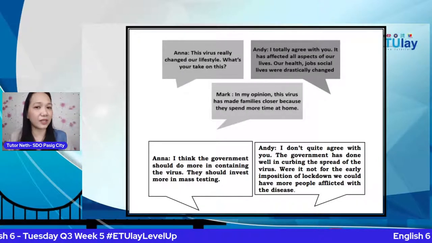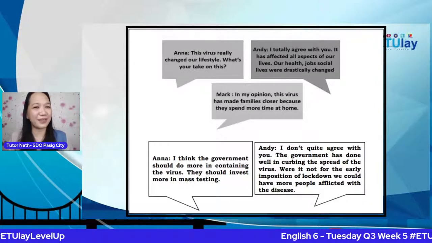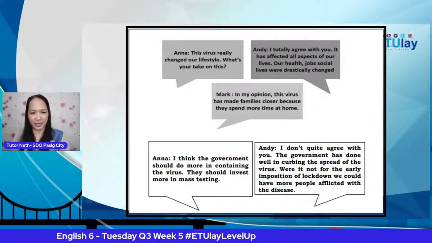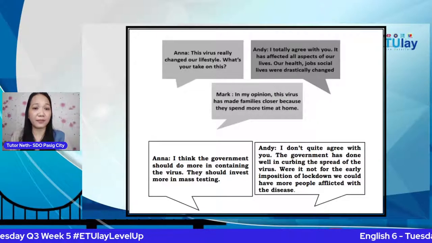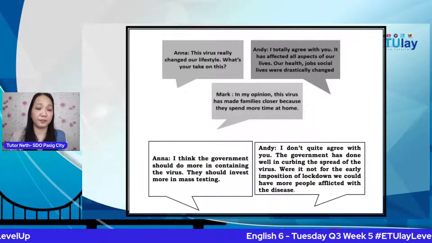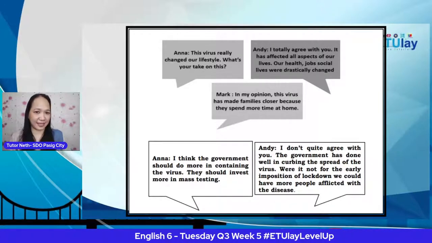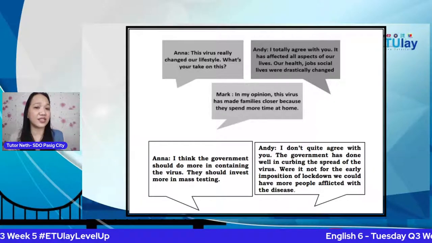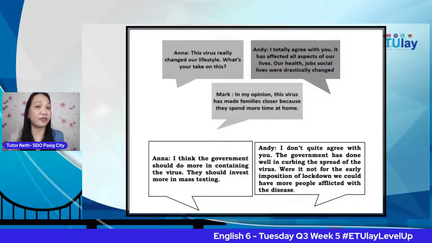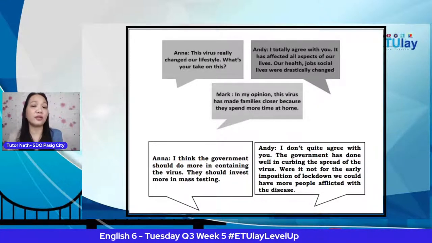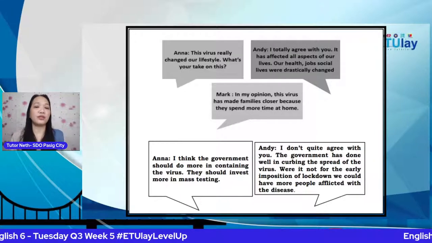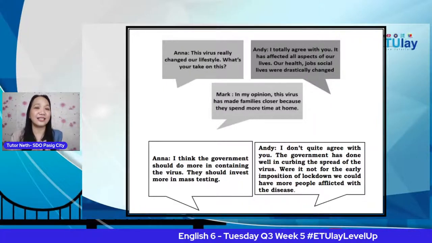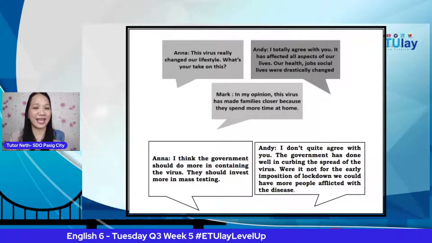According to Mark, in my opinion, this virus has made families closer because they spend more time at home. Okay. Anna again, I think the government should do more in containing the virus. They should invest more in mass testing. Andy, I don't quite agree with you. The government has done well in curbing the spread of the virus. Were it not for the early imposition of lockdown, we could have more people afflicted with the disease. All right, so that is the conversation of Anna, Andy, and Mark.